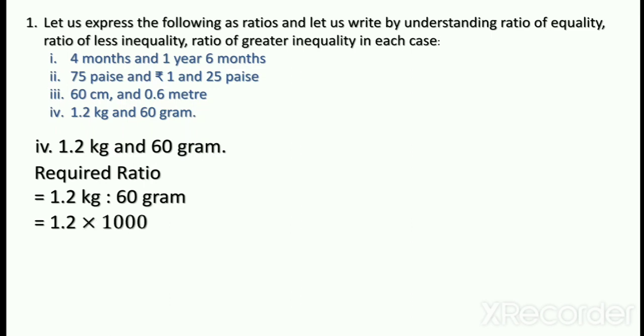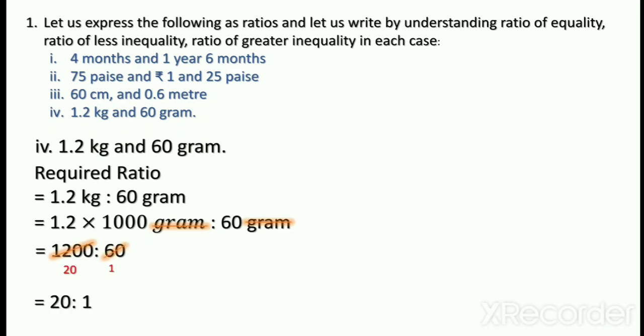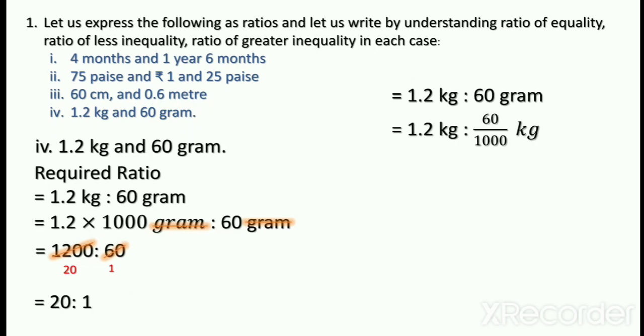1 kg is 1000 grams, so that the SI units are the same and get cancelled. We are left with 1200, we cancel that with 60, and the answer is 20 is to 1. We could also choose to change grams into kg, so it is dependent on you. So 1 gram is 1 by 1000 kg, so 60 gets divided by 1000. We can cancel the SI units, and then we have 12 by 10 is to 60 by 1000.